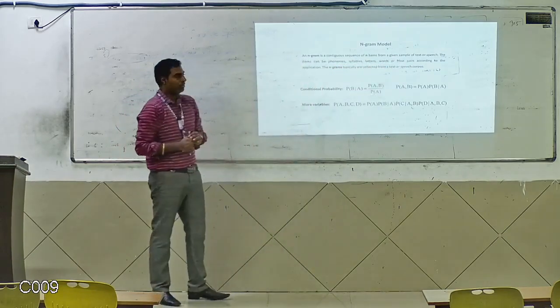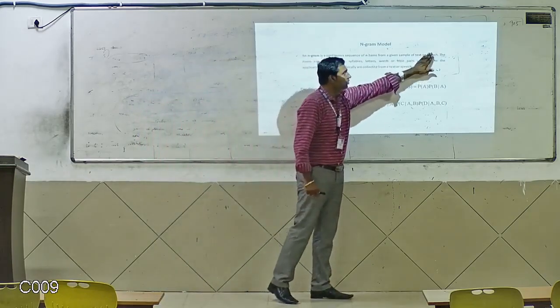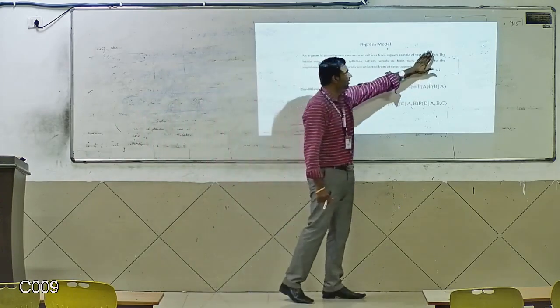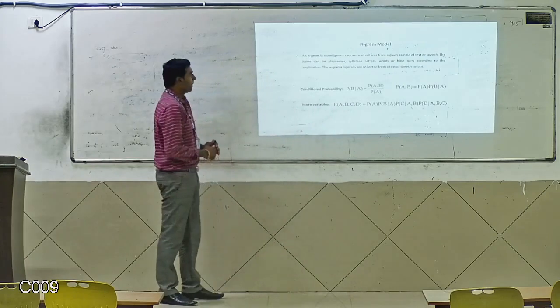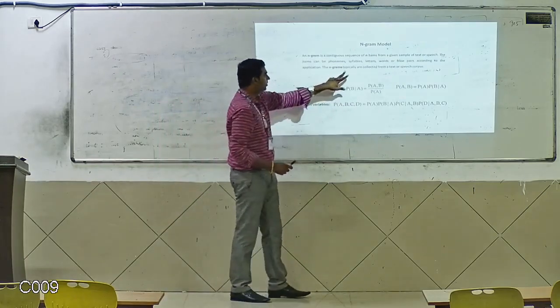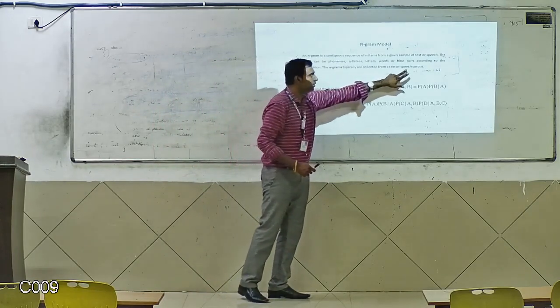So there are two categories, a given sample of text or speech. For our basic understanding, we are taking the text example. Here it is mentioned very clearly: the N-grams typically are collected from a text or speech corpus.